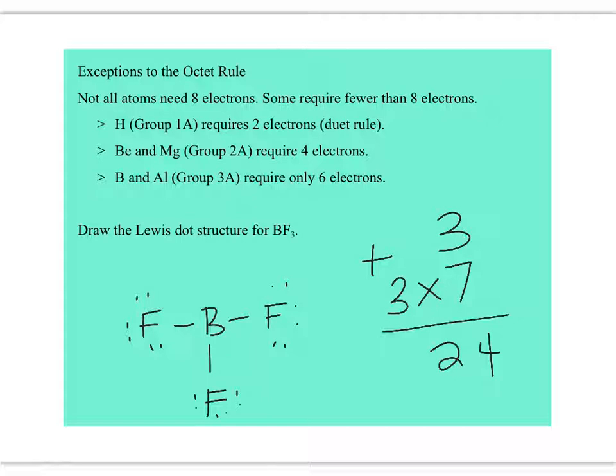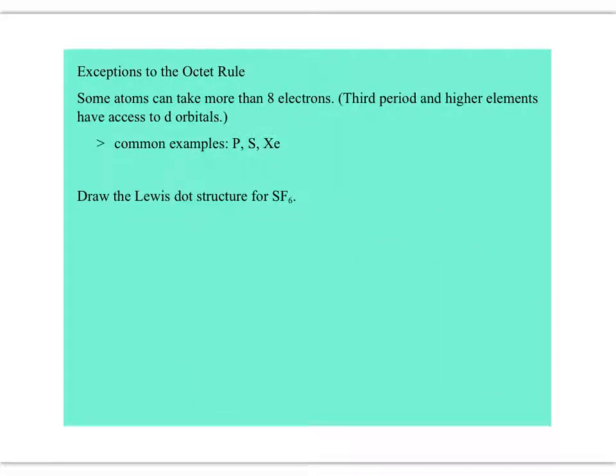Some atoms will have more than 8 electrons. Third period and higher elements that have access to d orbitals is where you will typically see this happen, like phosphorus, sulfur, xenon, and chlorine, for example.